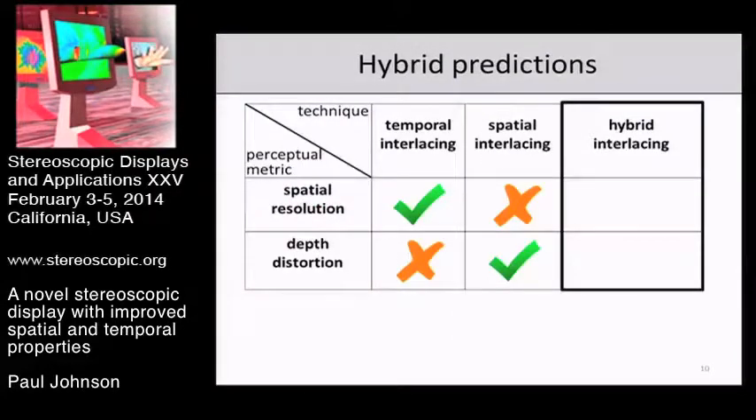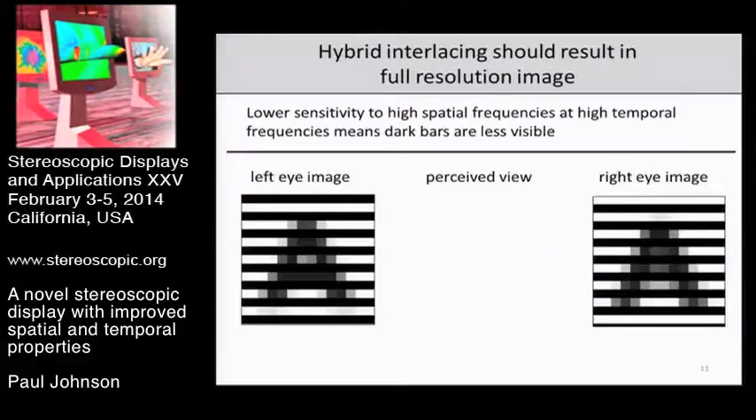So let's think about how hybrid interlacing compares to temporal and spatial interlacing in terms of these two perceptual metrics. For spatial resolution, we predict that it's going to perform as well as temporal interlacing. Now let's think about why that would be the case. It seems just as likely that it would perform terribly. But think about what we know about the human visual system. Recall that for spatial interlacing, the problem was that you're likely to align the dark rows with each other and cause a lower resolution image. But knowing what we know about contrast sensitivity of the human visual system, we're a lot less sensitive to high spatial frequencies like these at high temporal frequencies.